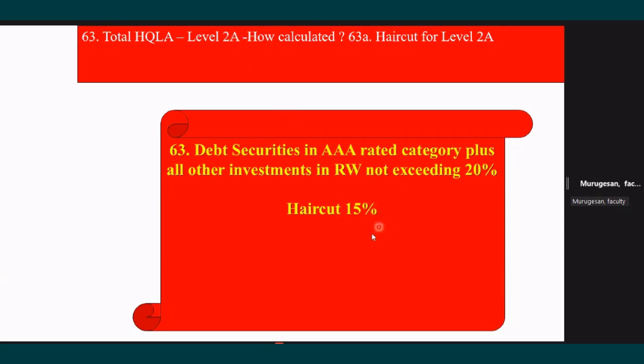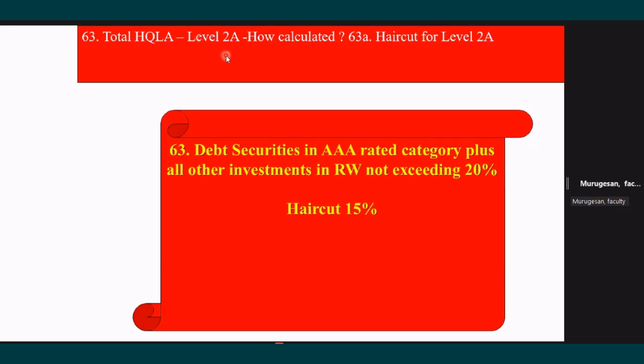Haircut will be 1.5. You understood? They will give examples. Any risk weight for commercial paper? Yes, they will give, madam. In a commercial paper rated AA, it will go to the next level. AAA means it will go to this level. AAA means this will go to 2A.